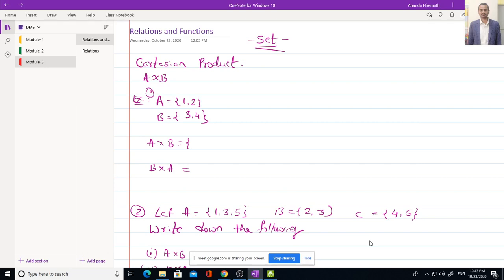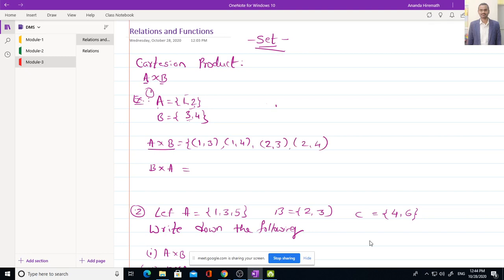Say there are two sets A and B. Then the Cartesian product is denoted by A cross B. One example: A is equal to {1, 2}. This is the set A, and set B is {3, 4}. Now the Cartesian product A cross B is given by taking one element from A and another from B, so it is a pair. It will be (1, 3), then the next pair is (1, 4), the next pair is (2, 3), and the next one is (2, 4).